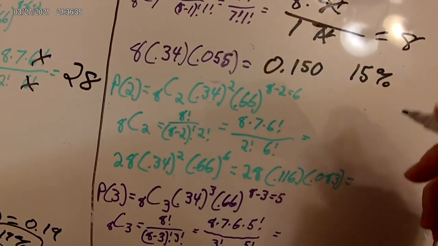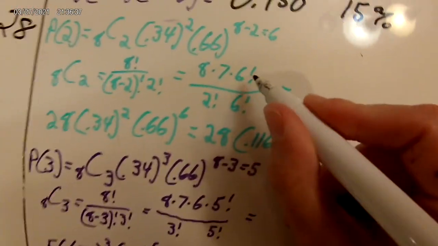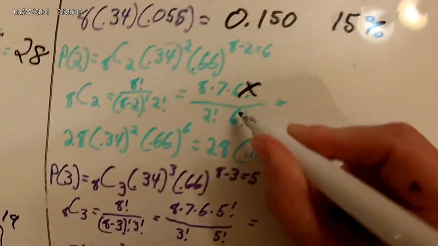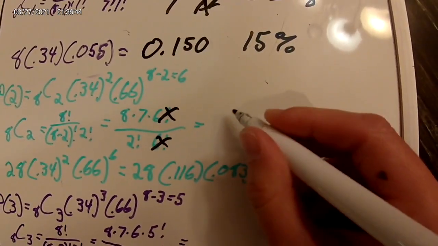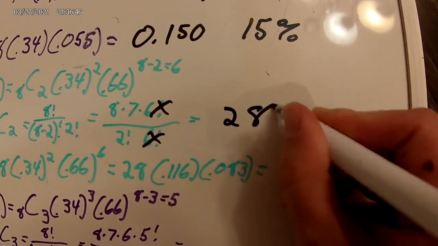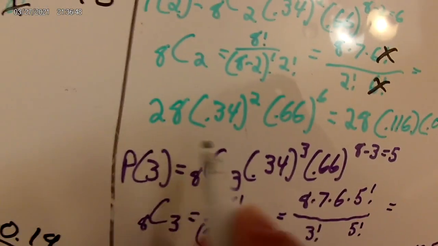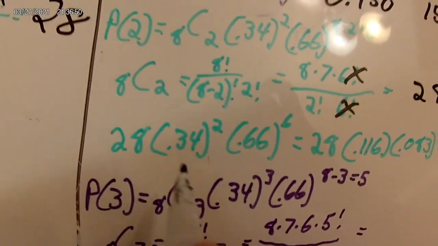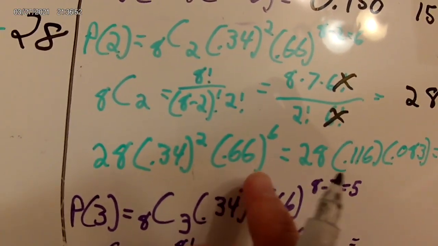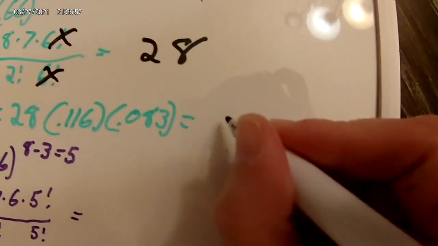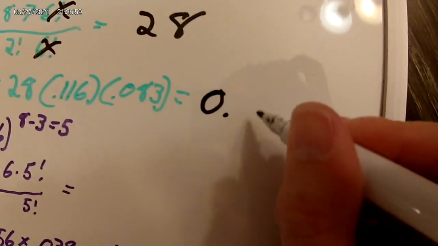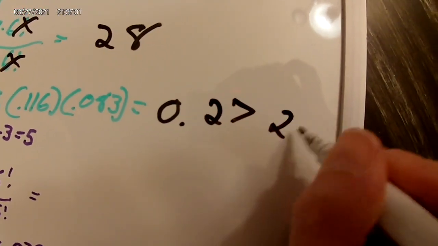Now we're going to do the same thing for x equals 2, and I'm going to skip ahead to this part. So we get 8 times 7 times 6 factorial. These two cancel, so we end up with 8 times 7 divided by 2, which is 28. Then we take 28 times p squared times q to the 6th, and we end up with 0.27, so 27%.